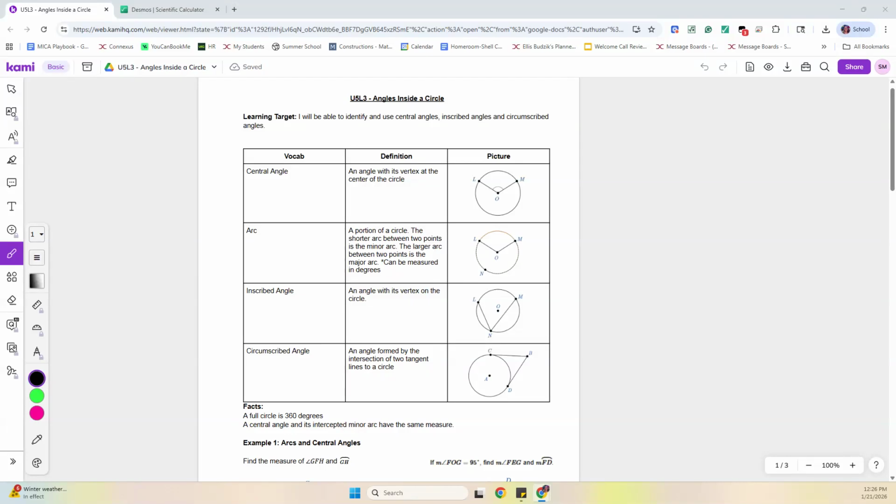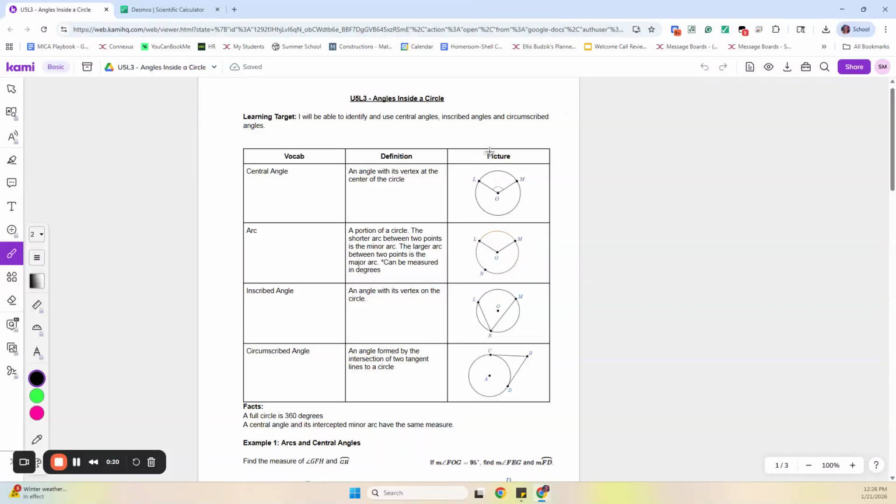All right, for Unit 5, Lesson 3, we are going to be discussing still circles, and we have a few new vocab terms that we're going to be talking about with circles. So the first are angles inside of a circle. And there are three types of angles we're going to be talking about today.